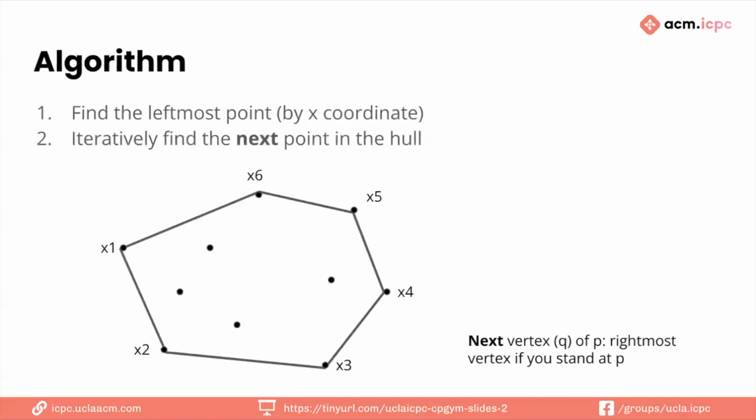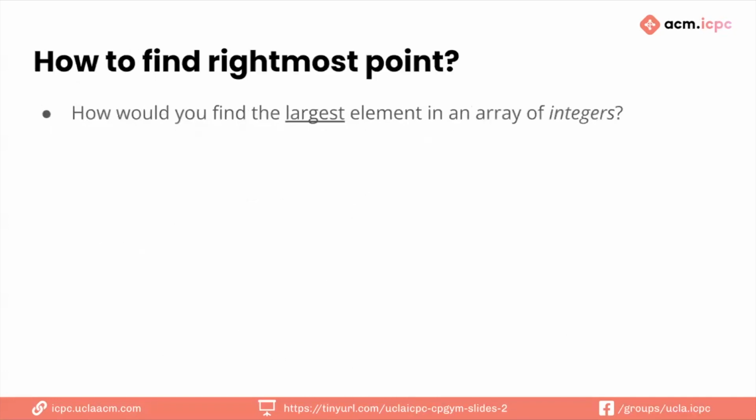I believe the first step of the algorithm is pretty basic. So the main question is, how would you find the rightmost point? Well, let's solve the easier problem first. Imagine you're given a 1D array of integers and you want to find the largest element in that array. Well, can someone describe what their approach would be? You just need to find the largest integer in an array. How would you do that? Anyone? You can just loop through the array and find it.